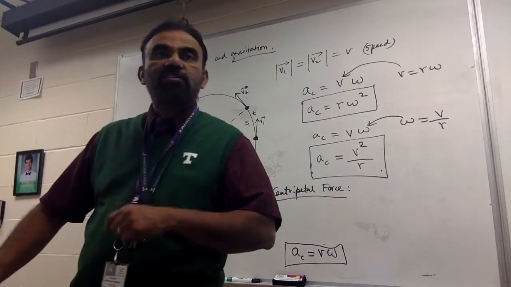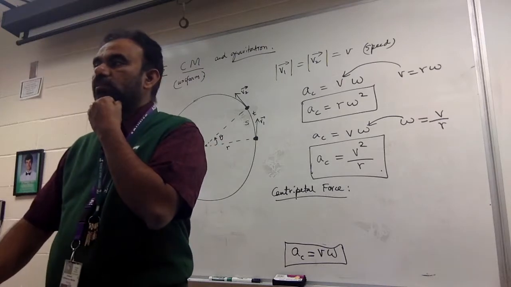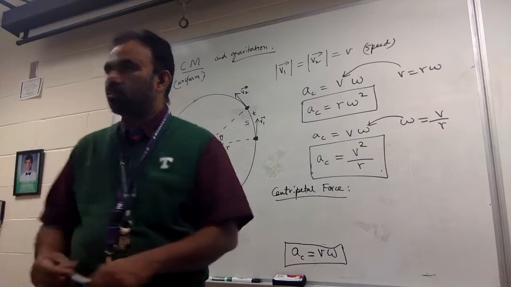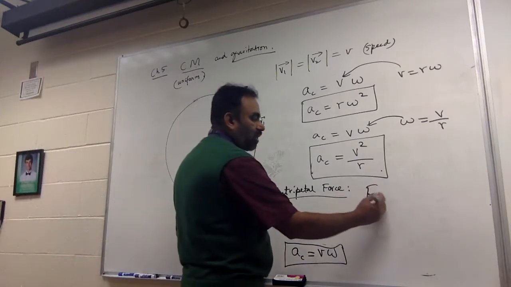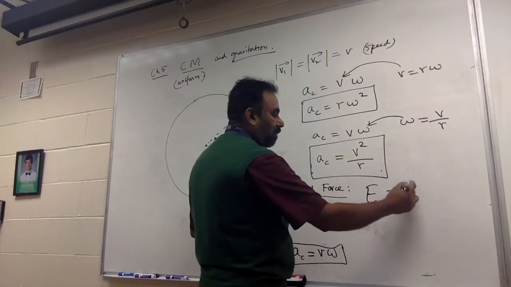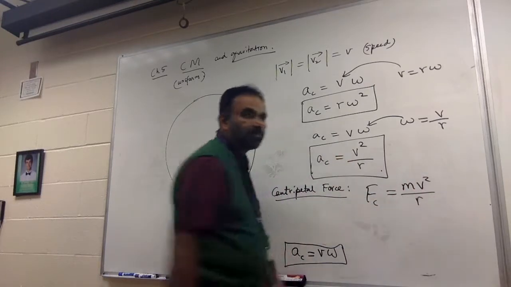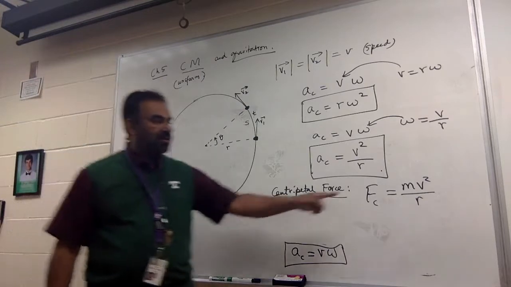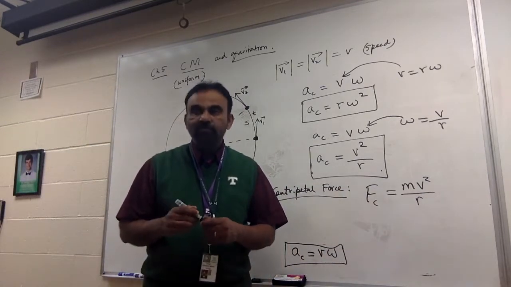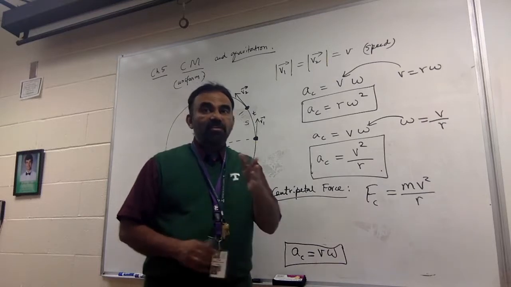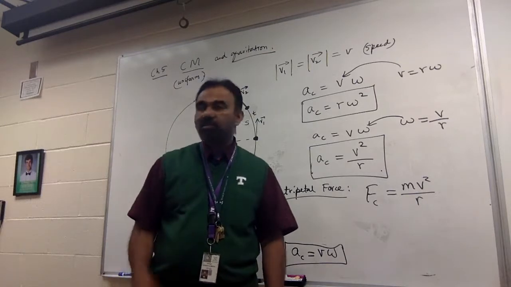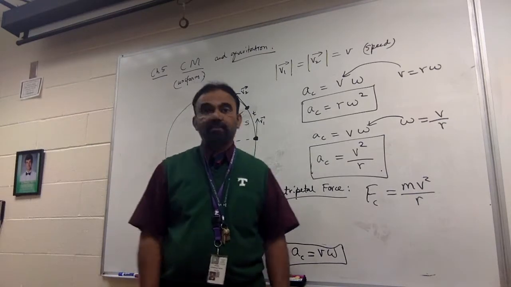If you know the acceleration, how do you find the force? F is equal to ma. So that same thing you apply here. So what is centripetal force? Take this acceleration and multiply by mass. Mass times acceleration, Newton's second law, comes in here. So the acceleration is not only when something is going in a linear path, it can also happen in a circular path. You need it.